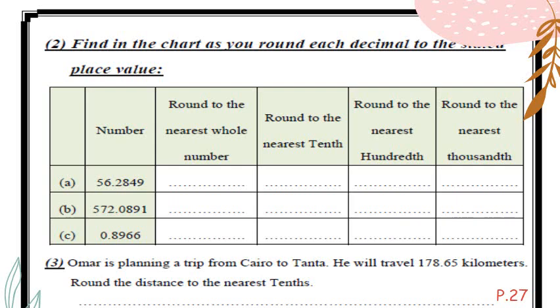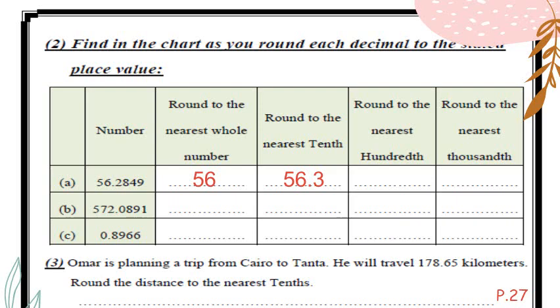So that means the final answer is 56. Okay, if I need to round this number to the nearest tenth, which digit is under tenth? 2. Look next door, 8. So 8 is strong, so I have plus 1 up to 2. That means 9 will be 0, 4 will be 0, 8 will be 0, 1 plus 2 equals 3, decimal point, 6, 5. So the answer is 56.3.